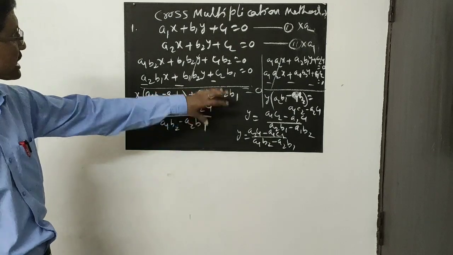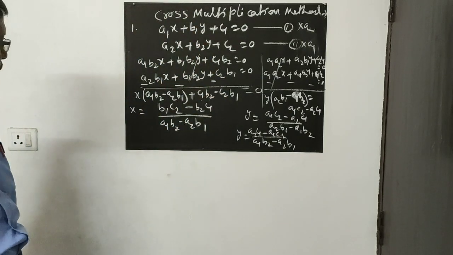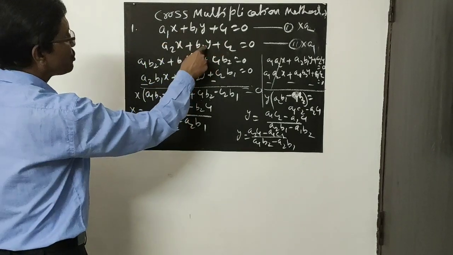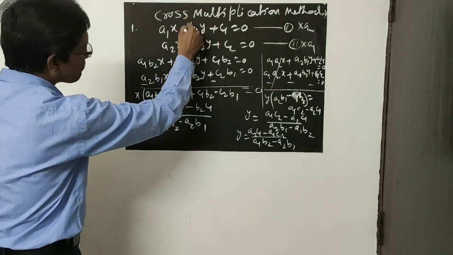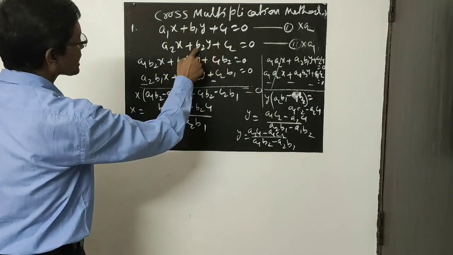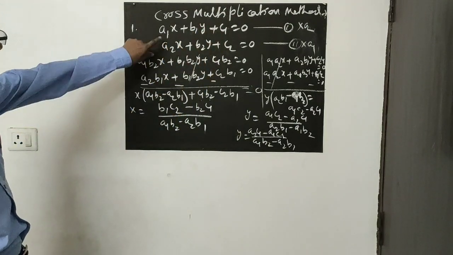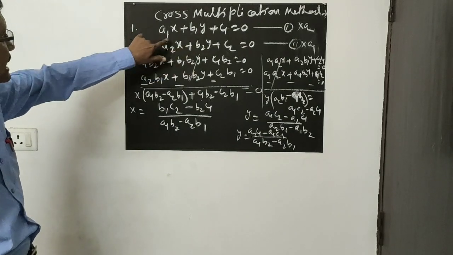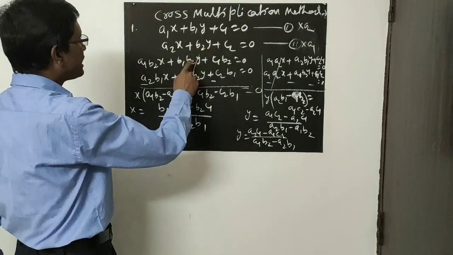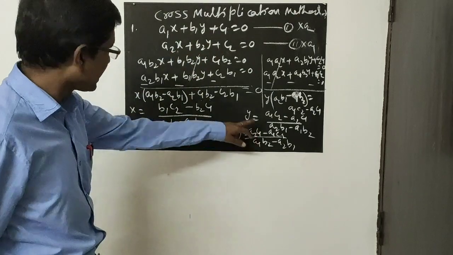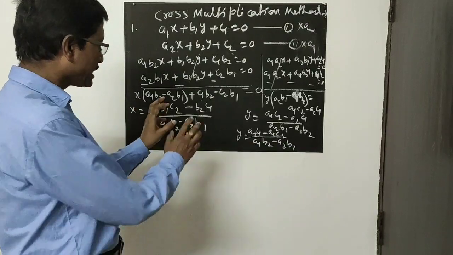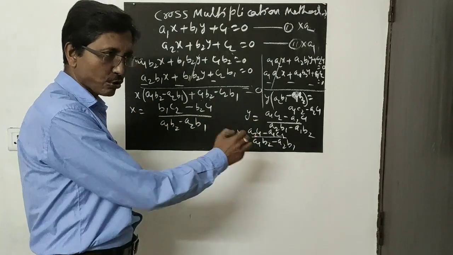See, these two answers you have got by the elimination method. But when we look at x, the value is b1 c2 minus b2 c1. So what is happening? That is cross order multiplied, and the difference b1 c2 minus b2 c1. Similarly, the denominator is a1 b2 minus a2 b1. Similarly for y, a2 c1 and a1 c2 are cross multiplied, divided by a1 b2 minus a2 b1. This is the solution obtained by cross multiplication.